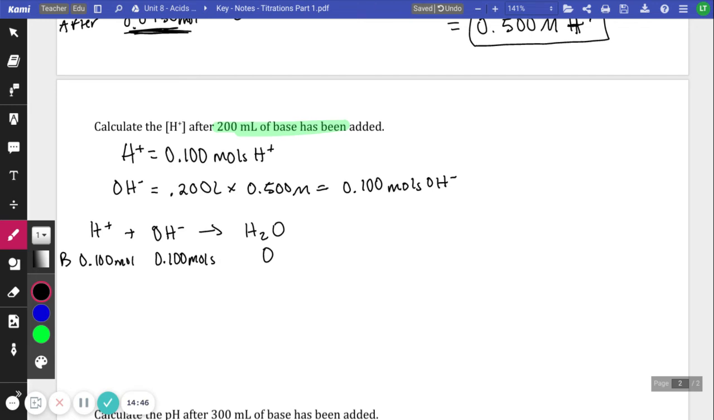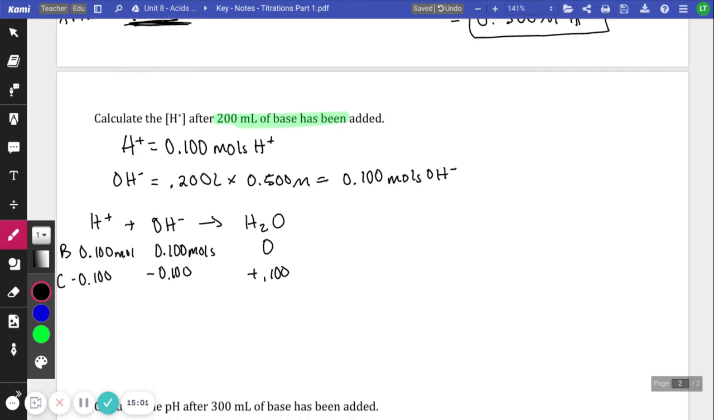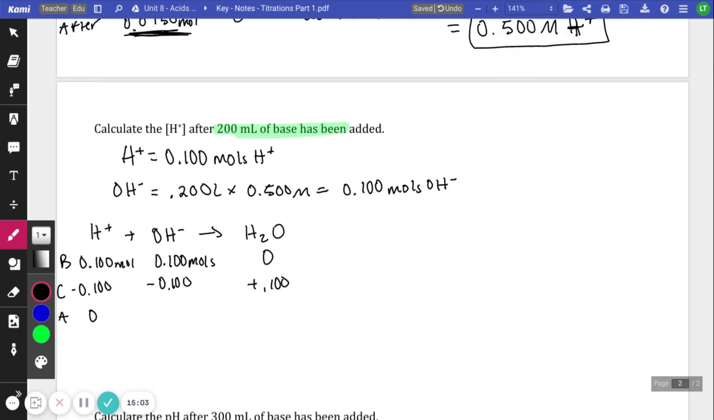All right, those are both even, so one is not more than the other, so we're going to subtract 0.100 from both of them. So for our change, both of them are going to lose that much, and then we should make 0.100 moles of water. So after, we have 0 hydrogen, 0 hydroxide, and 0.100 moles of water.